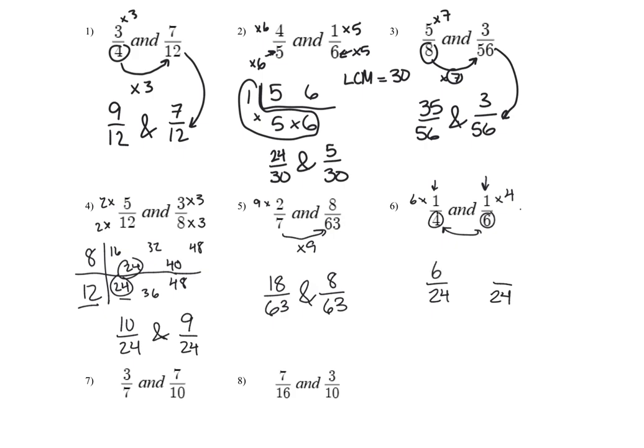6 times 1 is 6. 1 times 4 is 4. I get my answers there. If you chose a different strategy and you ended up with 12s on the bottom, you should have 3 12s and 2 12s.